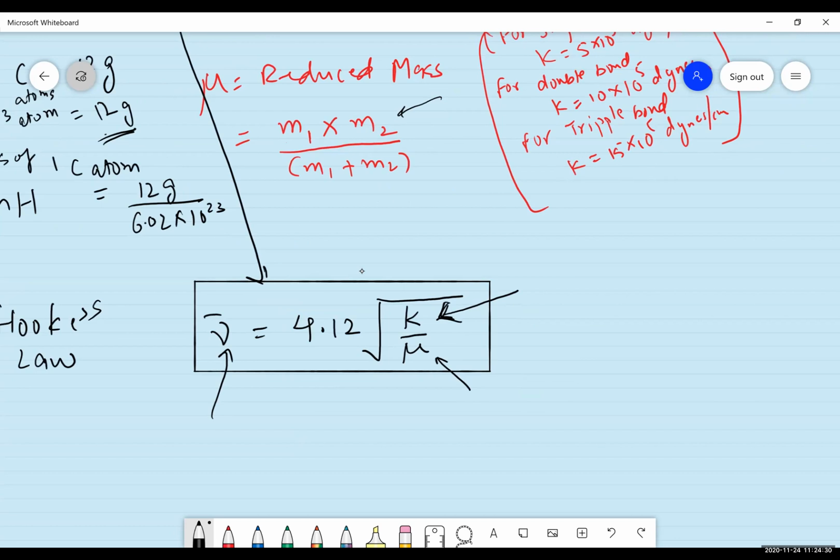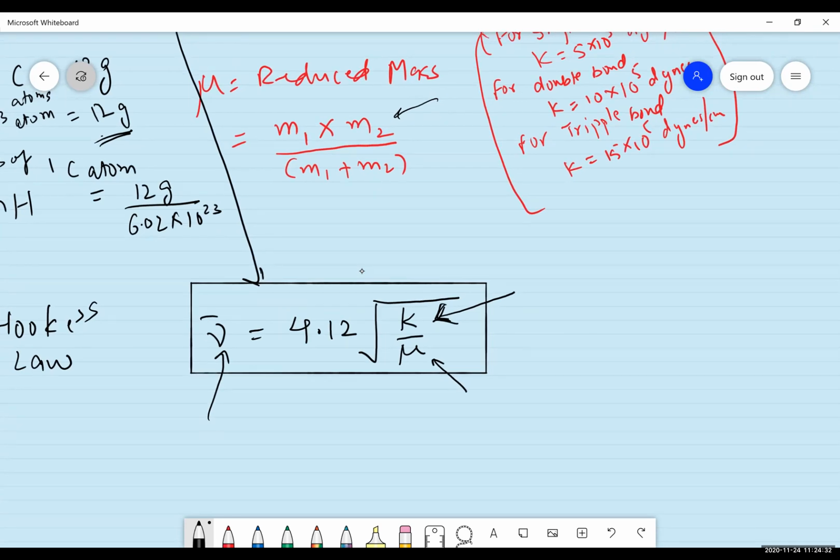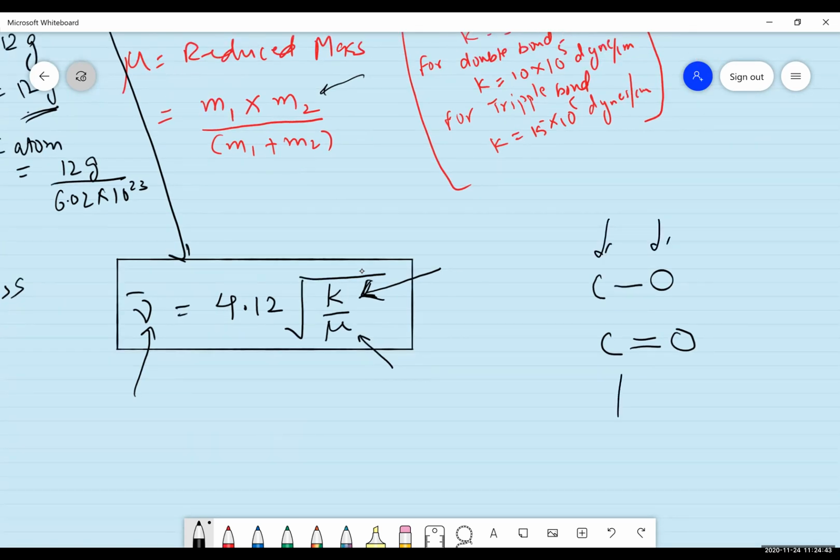So for example, if I have a C and O single bond and a C and O double bond, in both cases, because C and O are the same, their mu value will be the same in both, right? But because the bonds are double and single, k will be different. Tell me which of these bonds will appear at a higher wave number. Which one? C single bond O or C double bond O? C double bond. And that is correct.